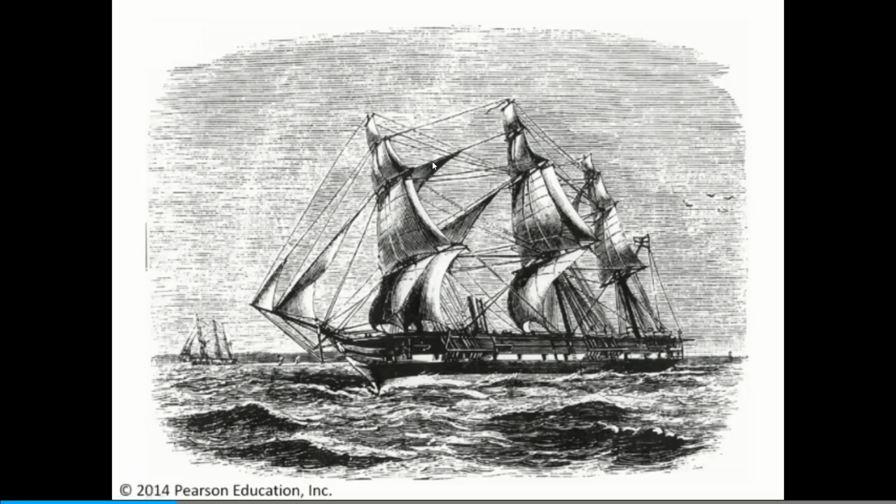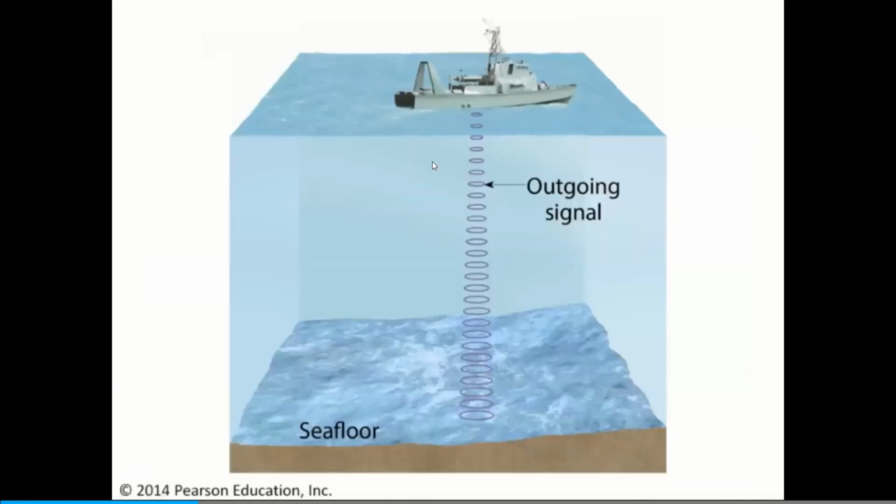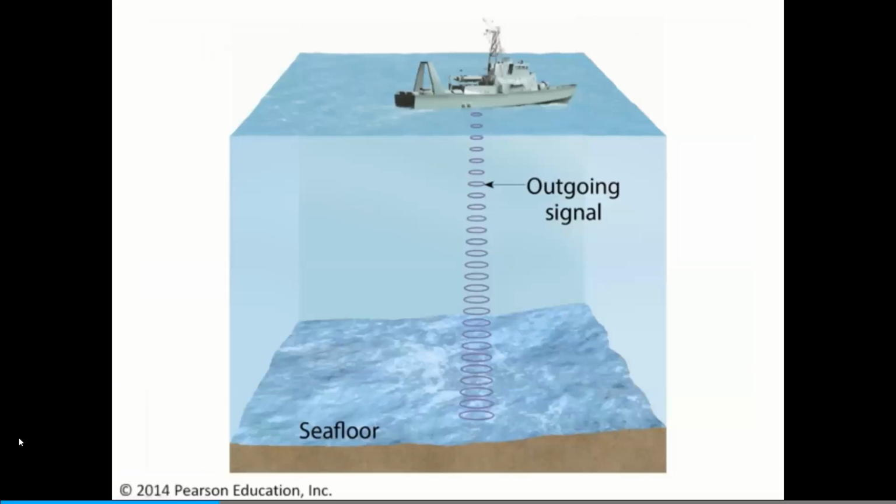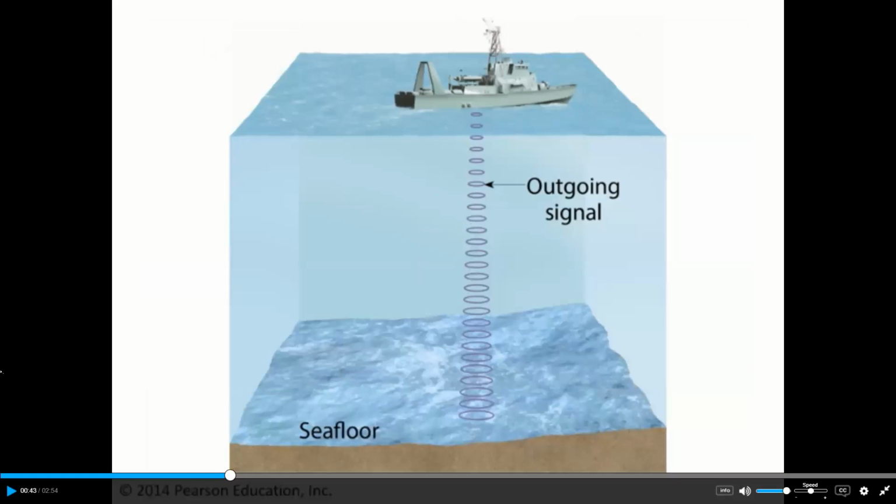So that works fine, but you're limited by the length of your rope, and it's not a very robust technique. A more effective way of figuring out what the shape of the ocean floor looks like is to use sonar. So sonar was developed early in the 20th century. Sonar stands for sound, navigation, and ranging.